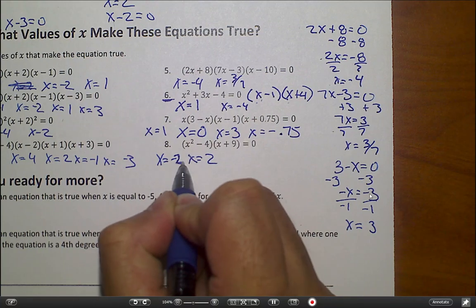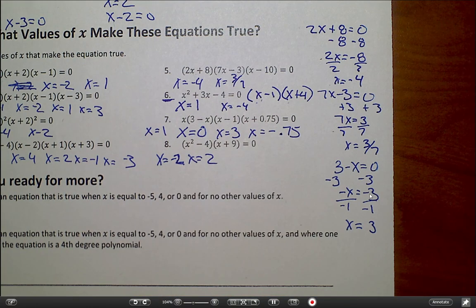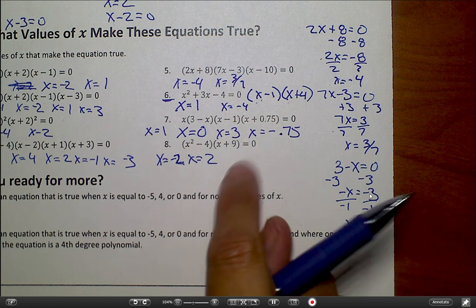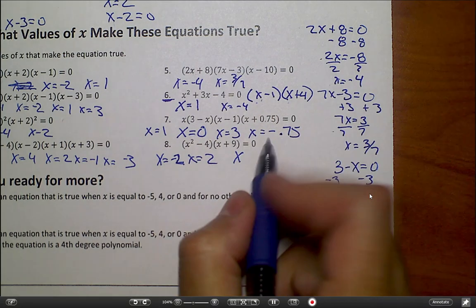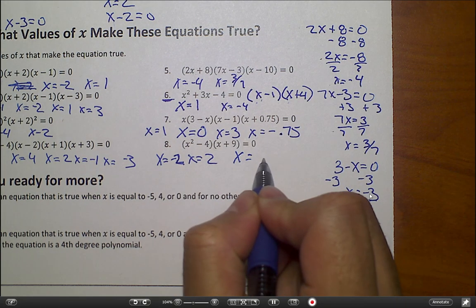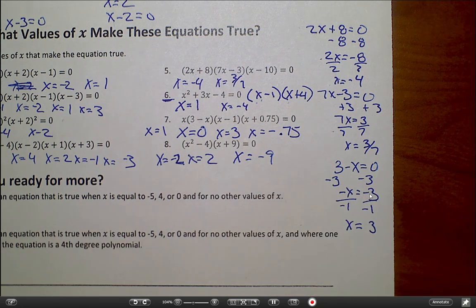I just said. You did? I'm sorry, I missed it. But you decided to anyway. Thank you. So on this last one, we get x equals negative 9.